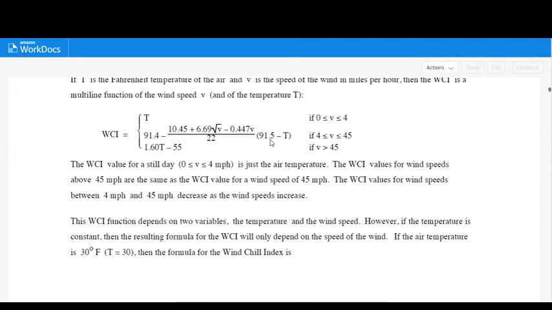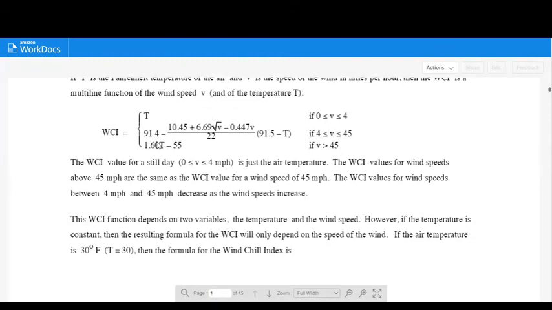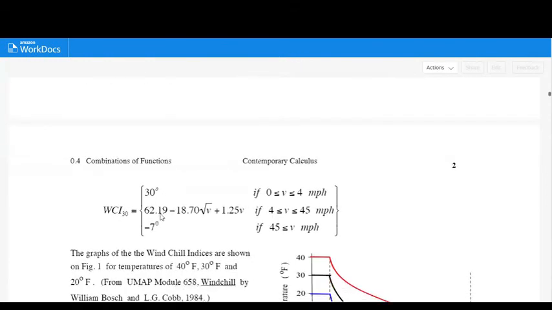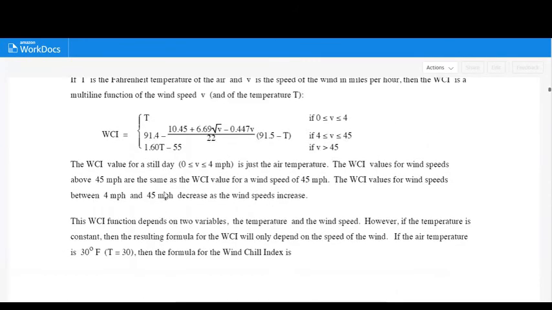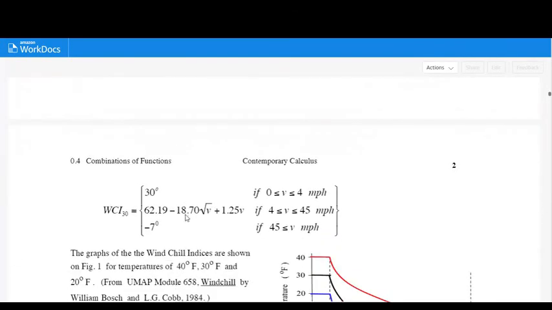So 91.5 minus 30, that is 61.5, divided by 22. So kung ano yung sagot dyan, i-multiply sa tatlong nandito na numbers. Okay? So kung ano yung sagot sa pag-multiply dito, isa-subtract siya kay 91.4. So sa pag-subtract nyo yan, you will get 62.19. And then pag-multiply naman sa dalawang ito dito, so ito yung magiging sagot, 18.70 and 1.25.